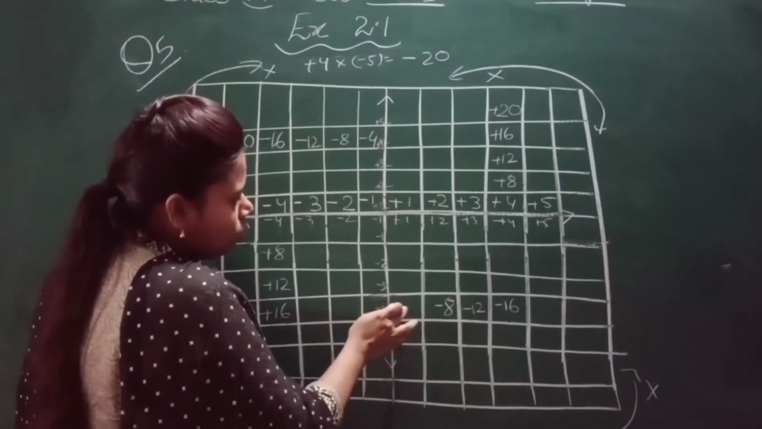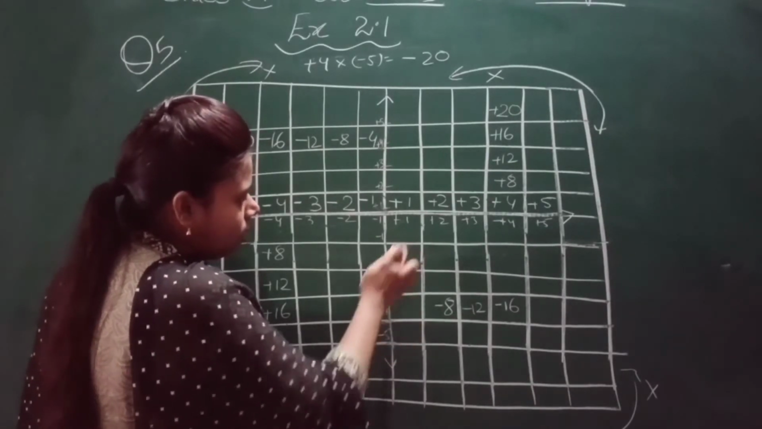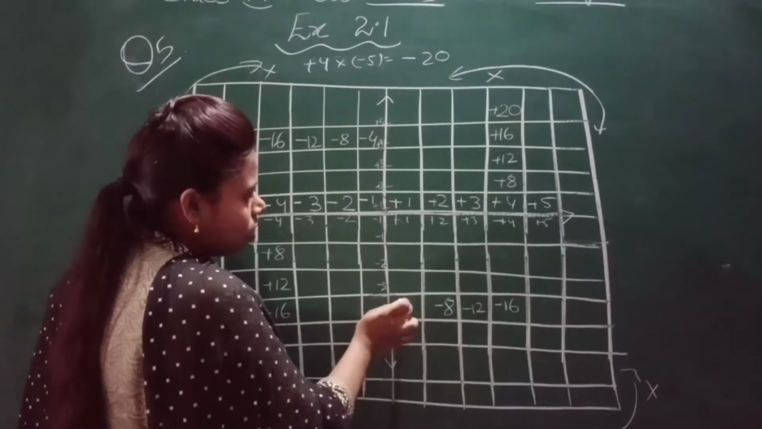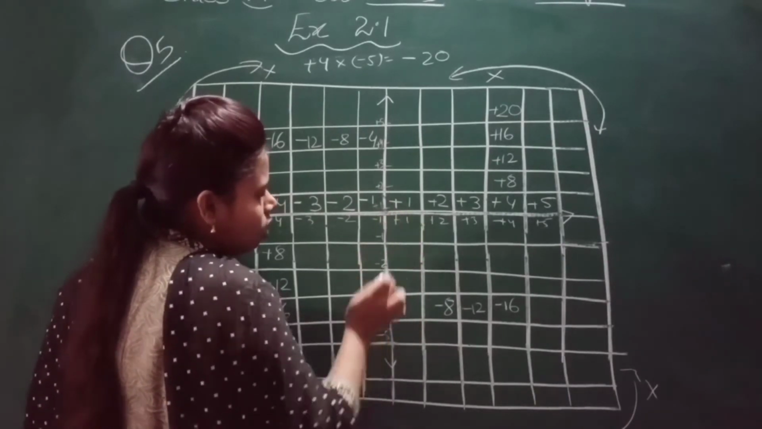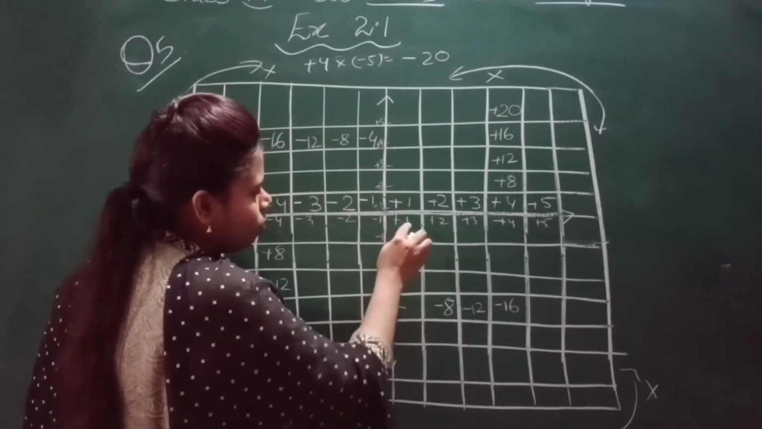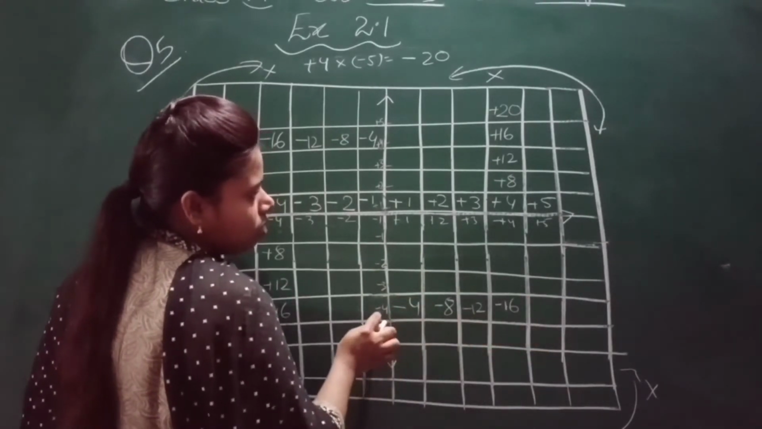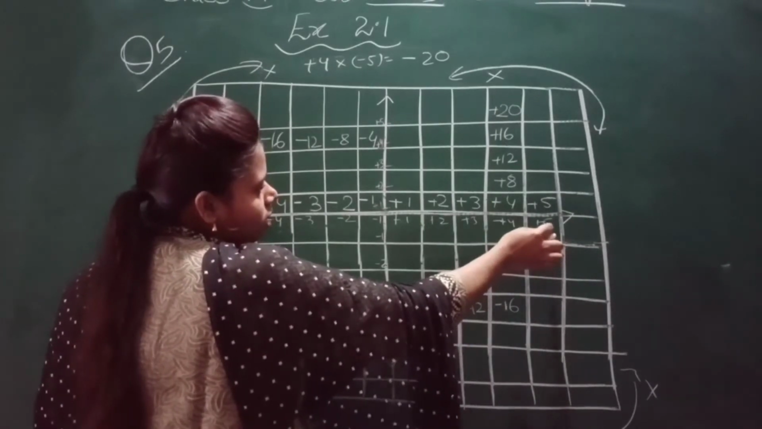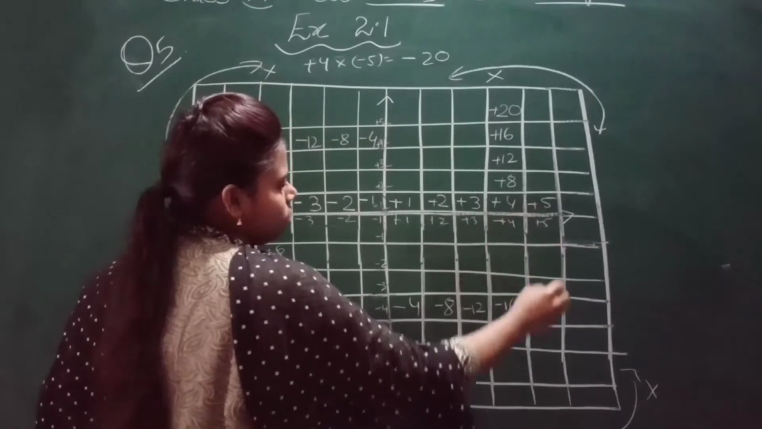Now let us fill this box. What will be here? What we have to do is multiply this and this. This box is empty, so this minus 4 will get multiplied by this plus 1. So plus minus is minus, 4 1 ja 4. See, this one is empty now. This one is minus 4. This one is what? Plus 5. Okay, so minus plus minus, 4 5 ja 20.